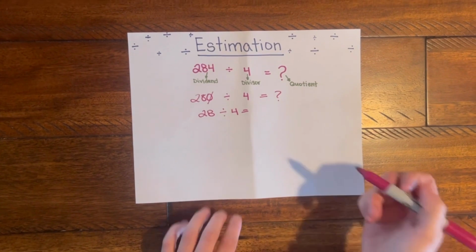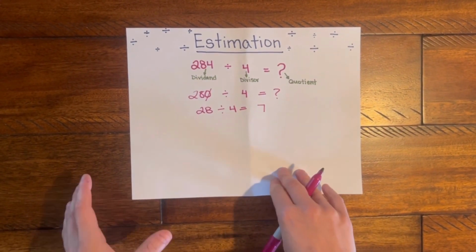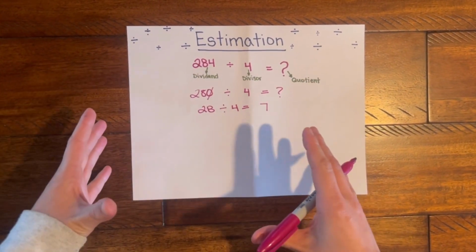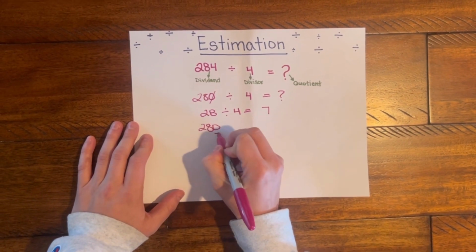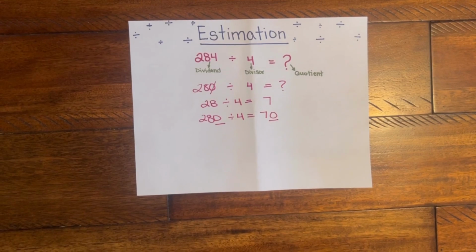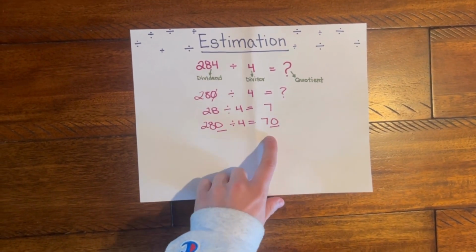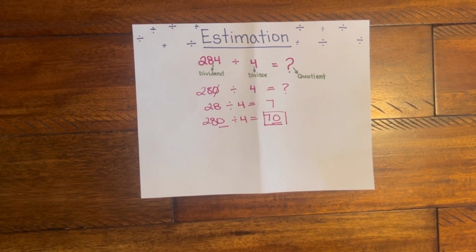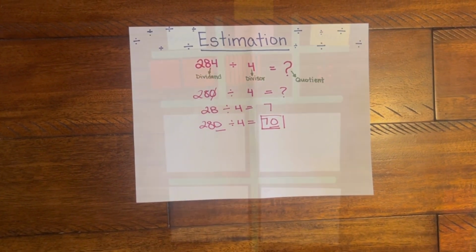We're going to drop that 0 to make it a little bit simpler of a term. So 28 divided by 4 equals 7 using mental math. To get that proper estimation, we're going to add that 0 back, which gives us our proper estimation, which is 70. So I can expect this to be lower than the answer because I rounded my dividend down.